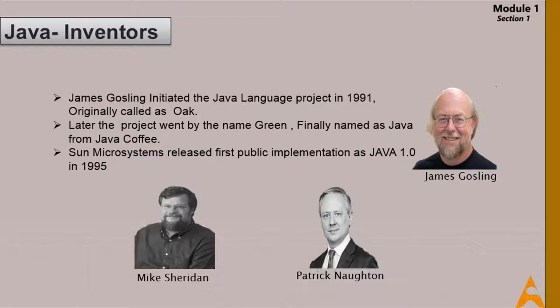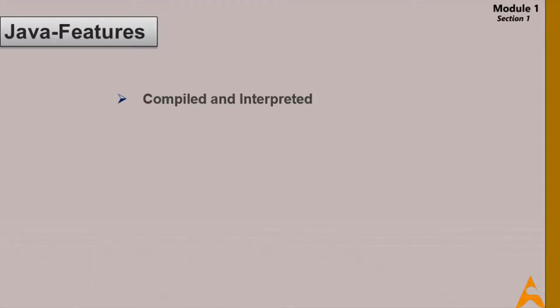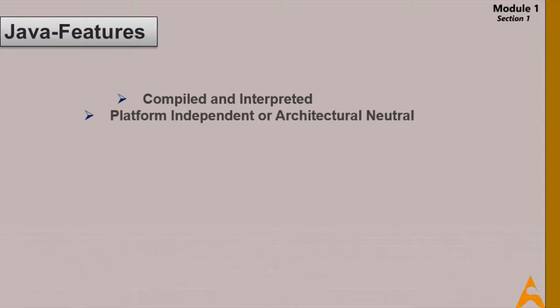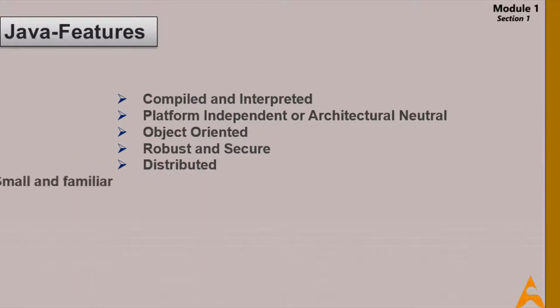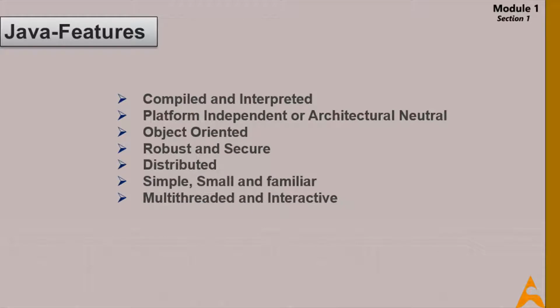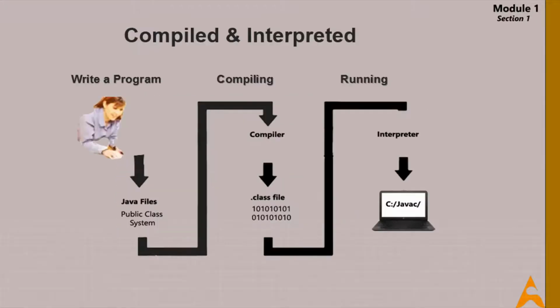Java is a programming language and it has many features like compiled and interpreted, platform independent, object-oriented, robust and secure, distributed, simple, small, and familiar, multi-threaded and interactive, dynamic and extensible code, and it is portable as well. Now let's talk about how Java is compiled and interpreted.